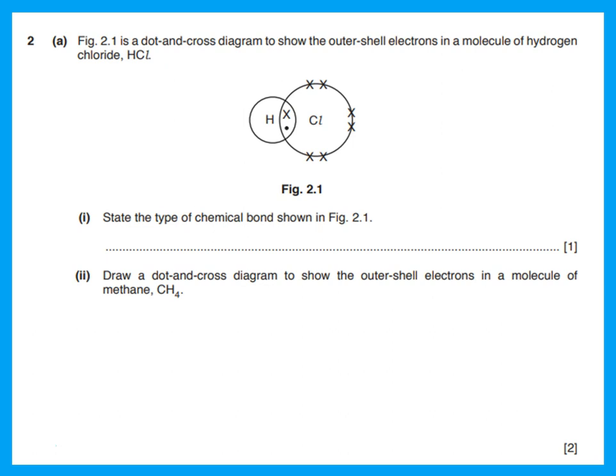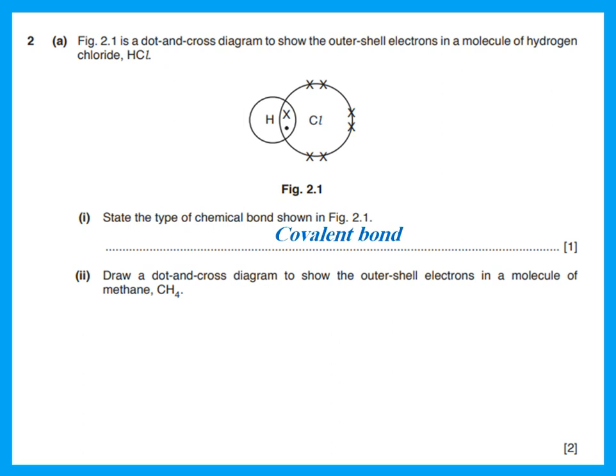Figure 2.1 is a dot and cross diagram to show the outer shell electrons in a molecule of hydrogen chloride. So we can see that there is sharing of electrons. So what is the type of bond that is shown when we have sharing of electrons between two nonmetals? Then this is a covalent bond.